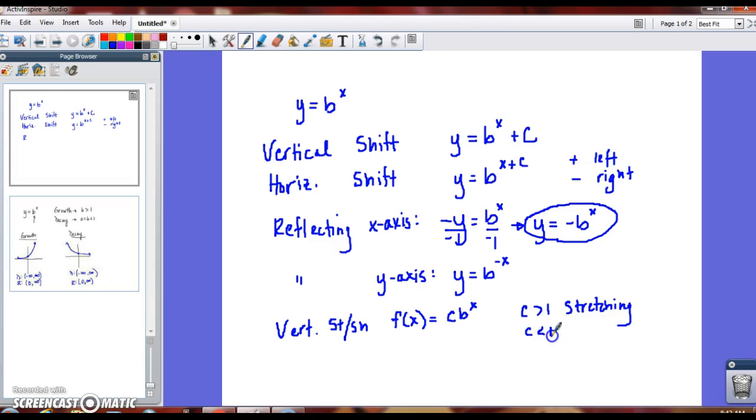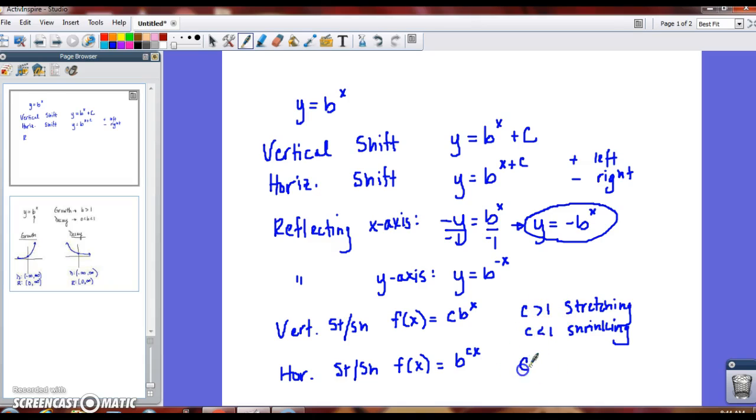And if c is less than 1, you're shrinking. And with horizontal stretch or shrink, the equation is going to look a little bit different. It's going to be b to the cx, and actually it's going to be the flip-flop of this.